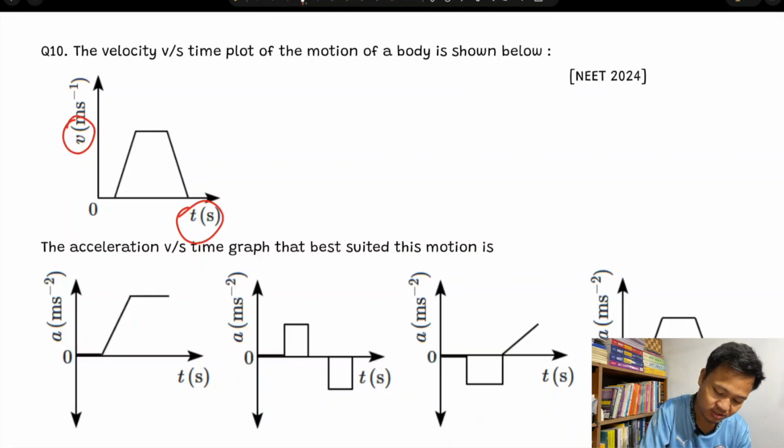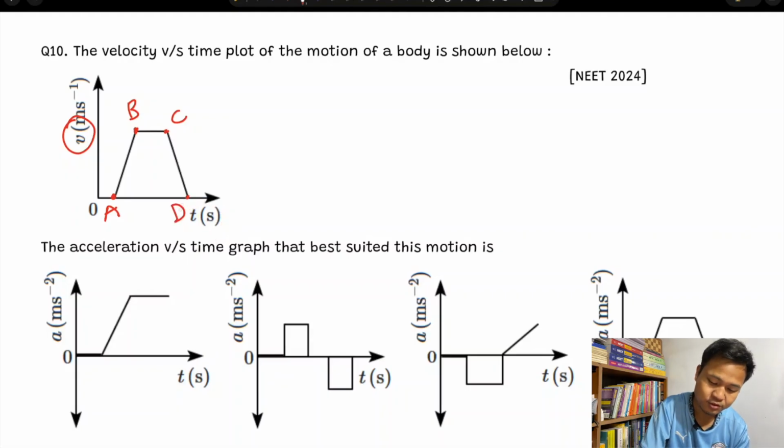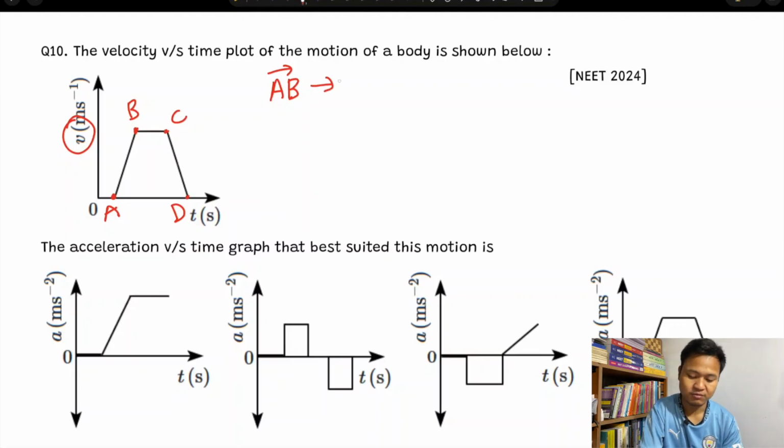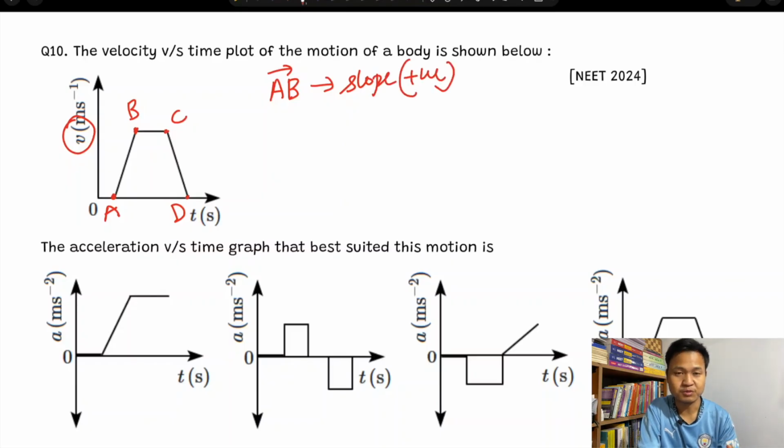Suppose let's divide this into a, b, c, and d. From a to b, tell me, is the slope positive or negative? Here, if this is theta, you can see that theta is less than 90, so that means it is positive. So slope is positive. In a v versus t graph, slope means acceleration, so acceleration is positive.